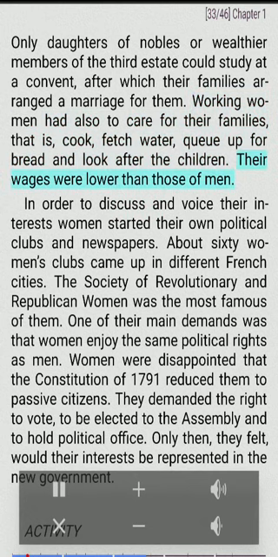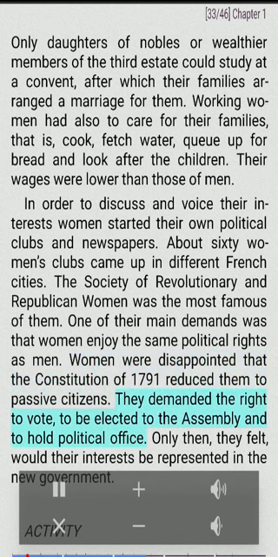Working women had also to care for their families, that is, cook, fetch water, queue up for bread and look after the children. Their wages were lower than those of men. In order to discuss and voice their interests, women started their own political clubs and newspapers. About 60 women's clubs came up in different French cities. The Society of Revolutionary and Republican Women was the most famous of them. One of their main demands was that women enjoy the same political rights as men.